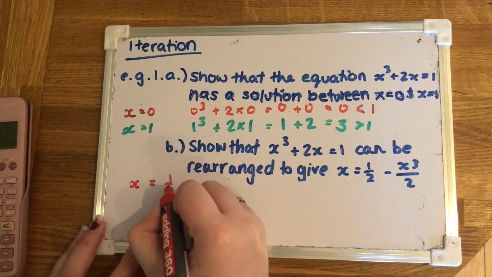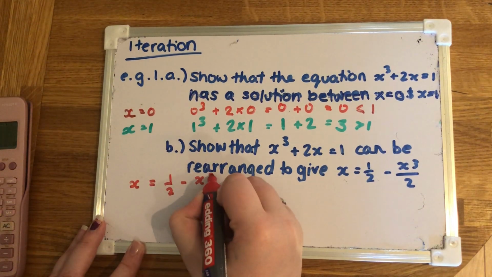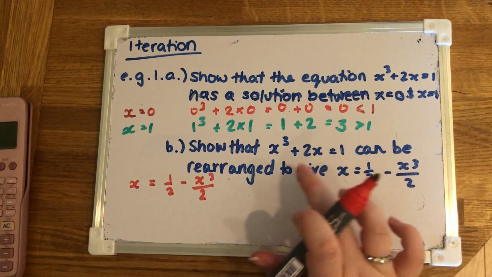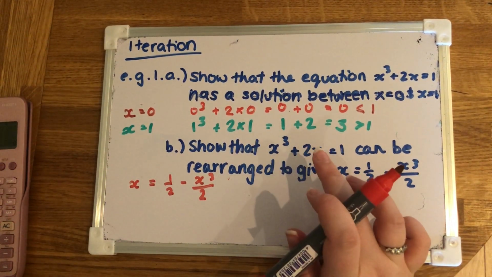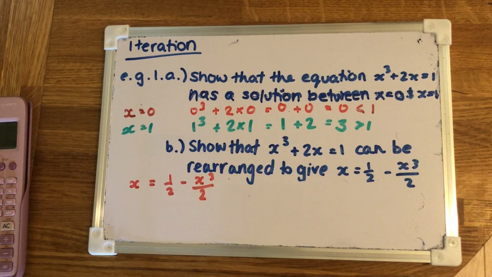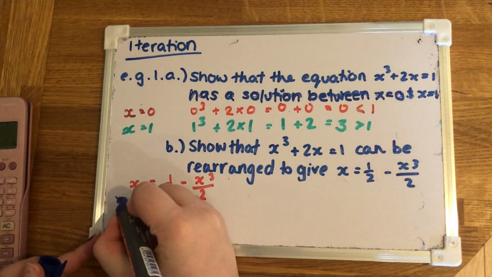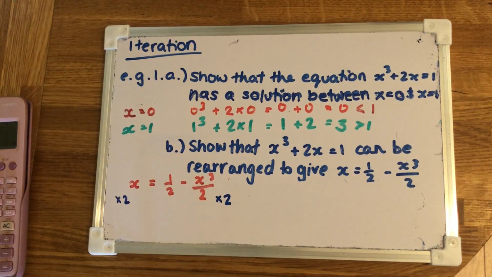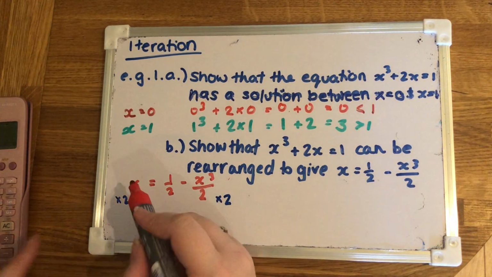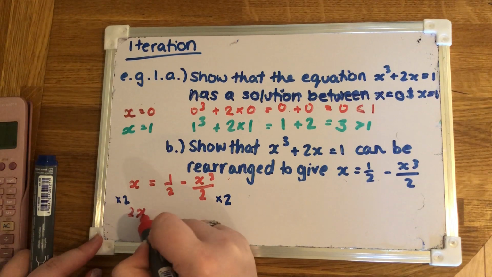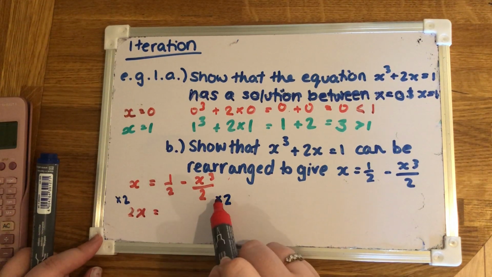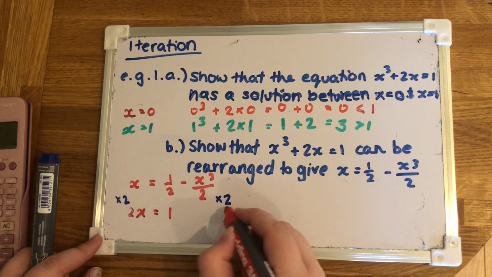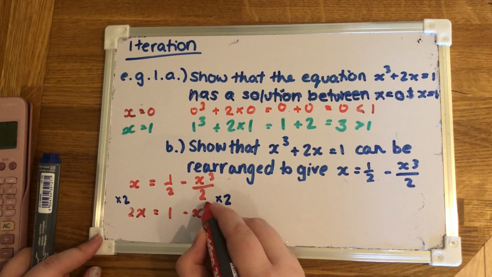So I'm going to start with this one. x equals a half minus x cubed divided by 2. Now if we're looking at the original, there are no fractions there, so the first thing I'm actually going to do is multiply everything by 2. Okay. So 2 multiplied by x is going to give us 2x. 1/2 times by 2 is going to give us 1 whole. And minus x cubed divided by 2 is just going to be minus x cubed.